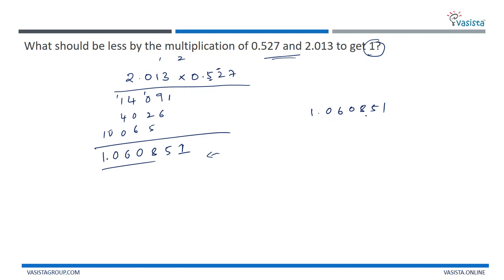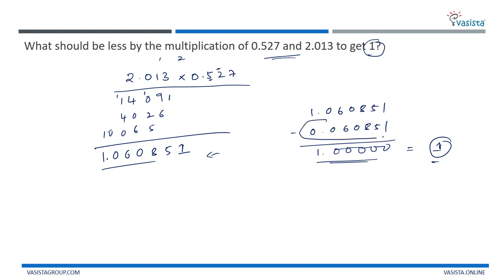What is that number? This number we need to subtract, that is 0.060851. So subtract it, we are going to get this is nothing but 1, right? The answer for this is we need to subtract with 0.060851. This is the answer.